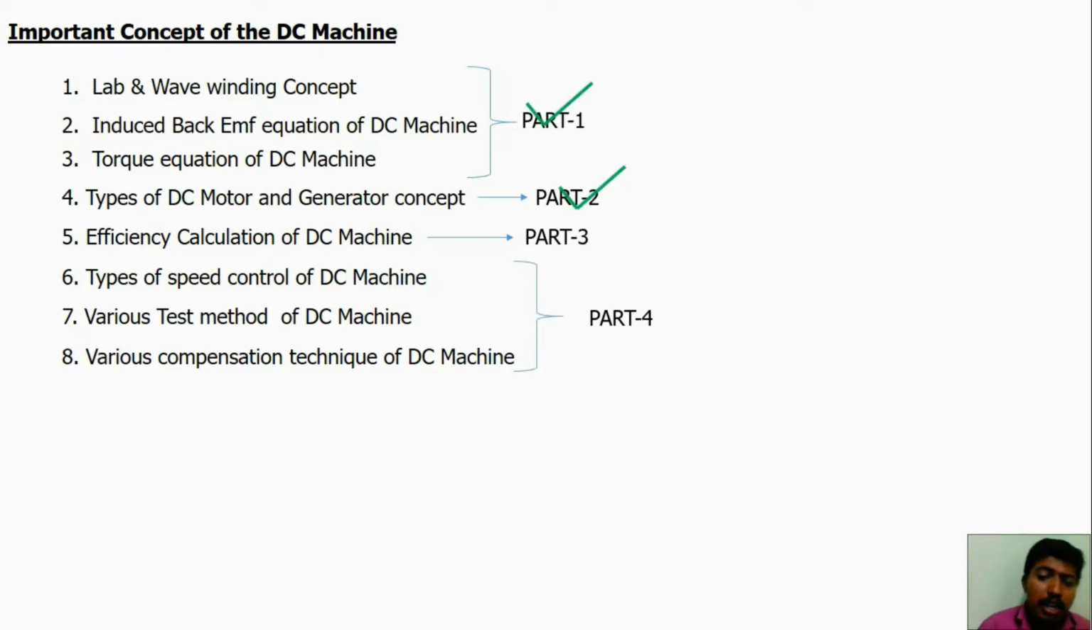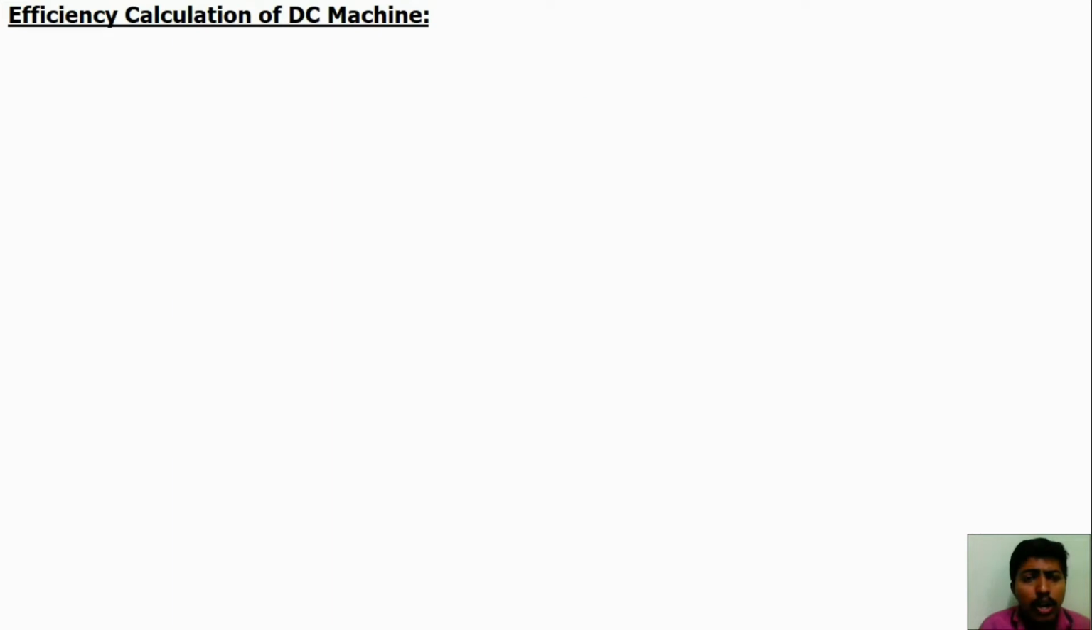Okay, now we will discuss what efficiency is. Efficiency is defined as the ratio of output to input. So for the calculation of efficiency we need output and input. If you know the output and input, we can find the efficiency.